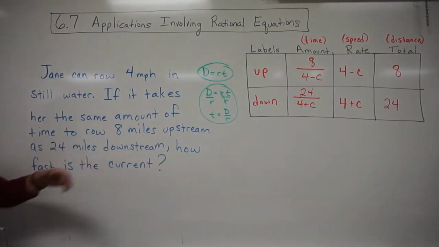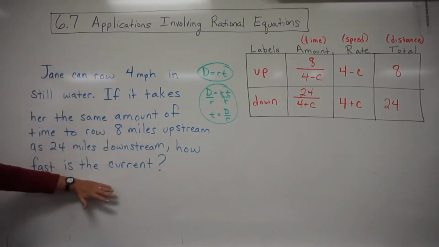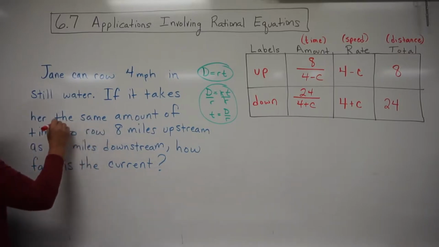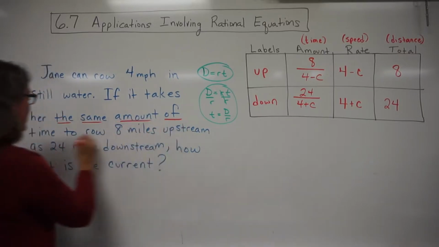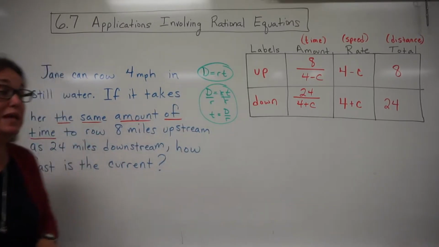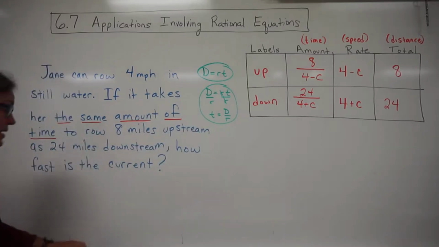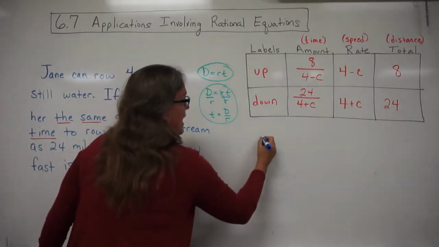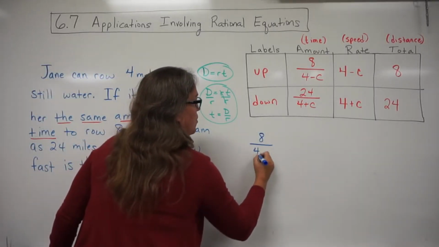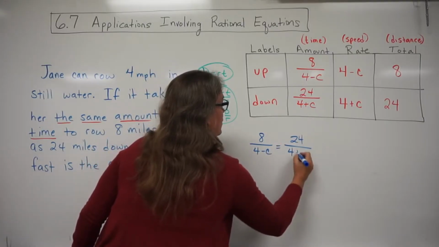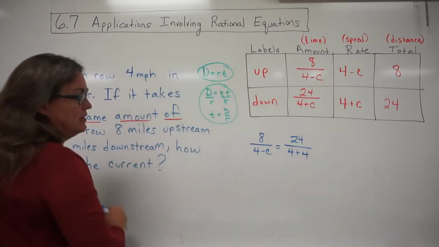What we do need to do, though, is we need to find an equation in here. We need to find some things that are the same or that we can somehow set equal to each other. And what I'm finding here is that we do have the same amount of time. The same amount of time. Those two times are equal. So we're going to go ahead and set that up as our equation and work that out. So we have 8 over 4 minus c is equal to 24 over 4 plus c.